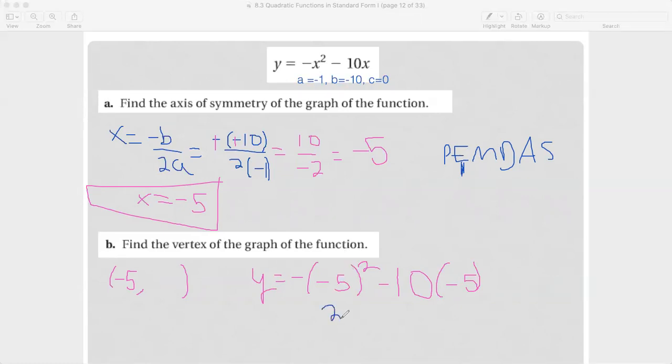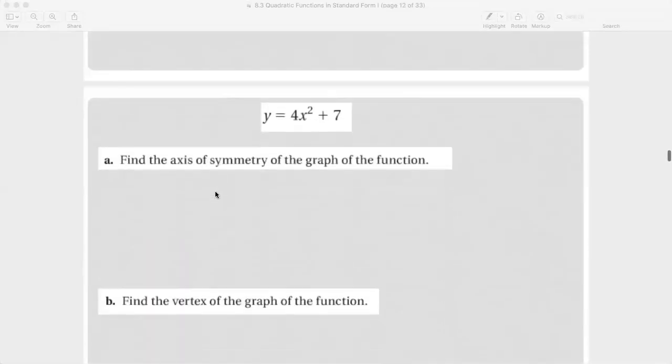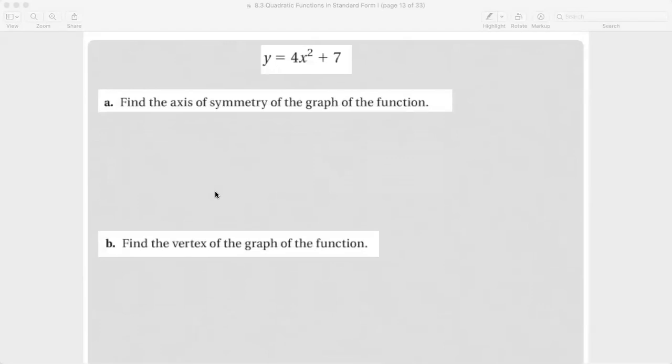-5 squared is a positive 25. Then this negative comes down, so it's a -25. And then here it can multiply because there's no exponent on this -5. So -10 times -5, you change those to positive, that'd be plus 50. So then that would clean up to be a positive 25. It's a big Y value. So my vertex is at -5, comma 25. Okay, let's clear the screen. Why don't you pause and try this one?